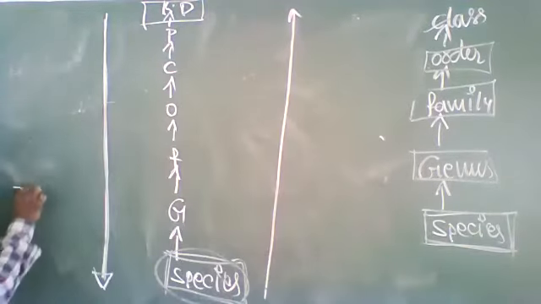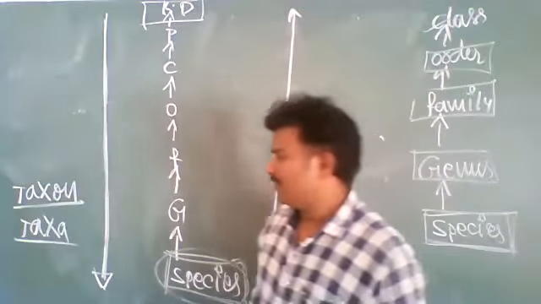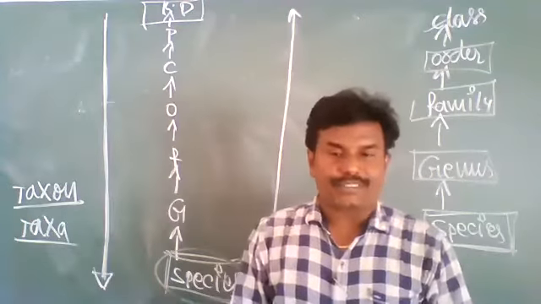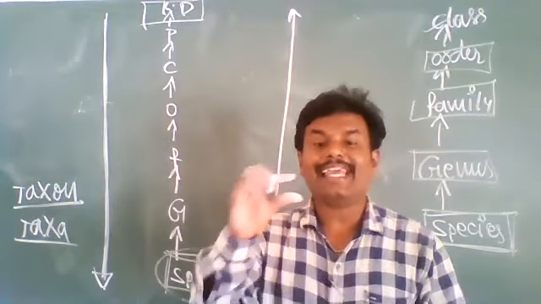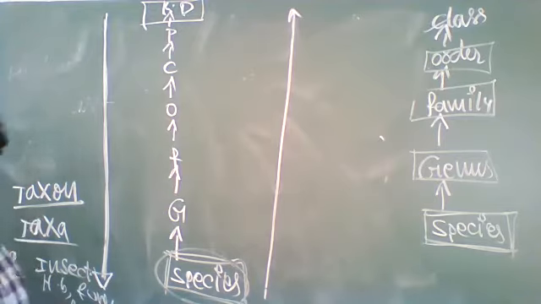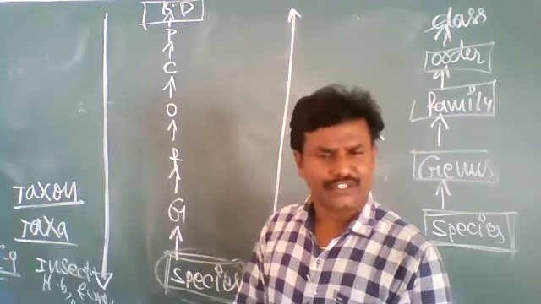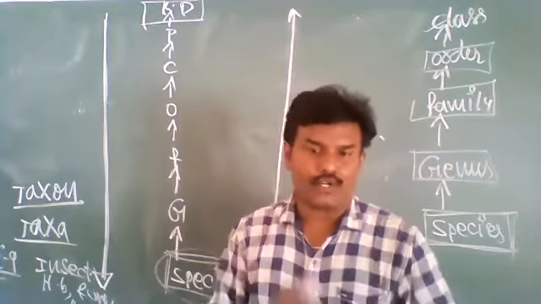Next we have taxon. Taxon refers to real or concrete biological objects. Mammals, birds, fishes, these are all called taxon. Taxon means living organisms.